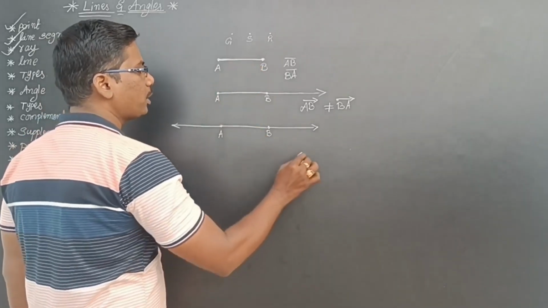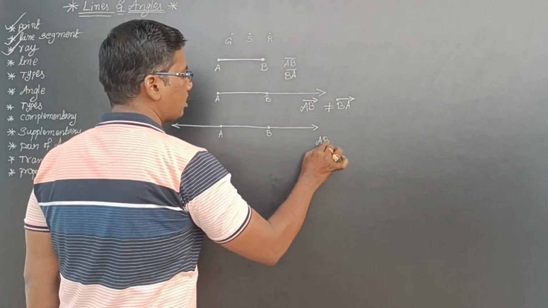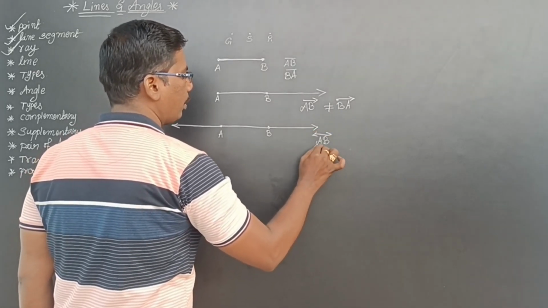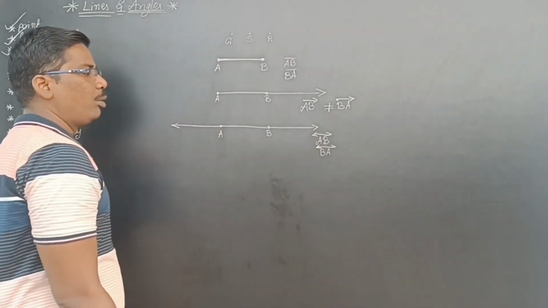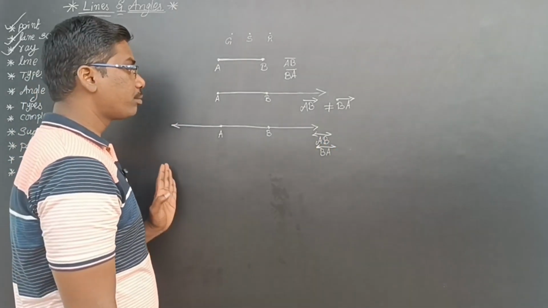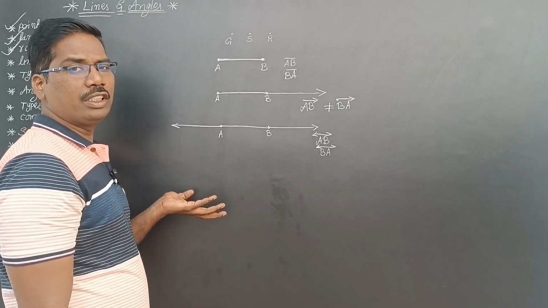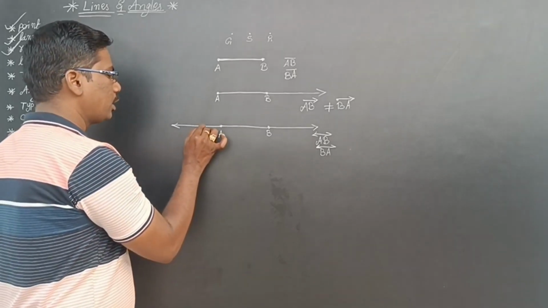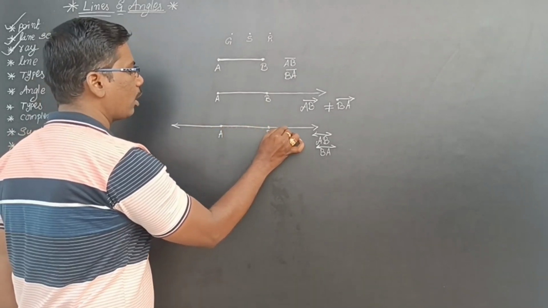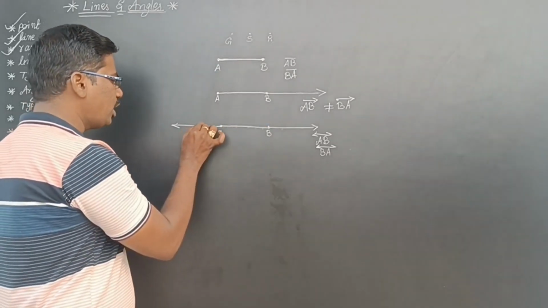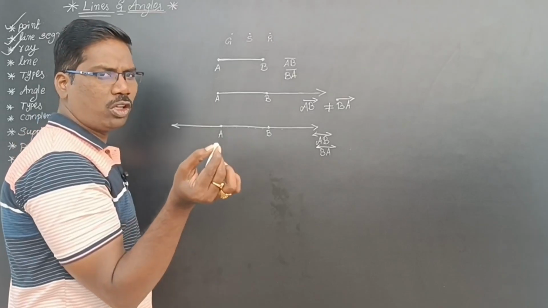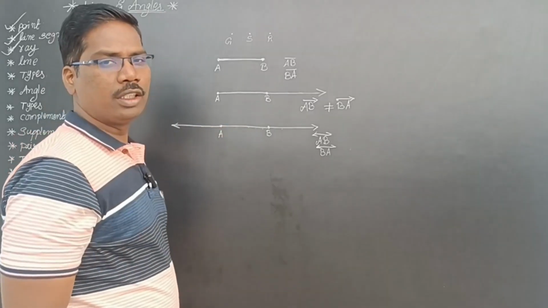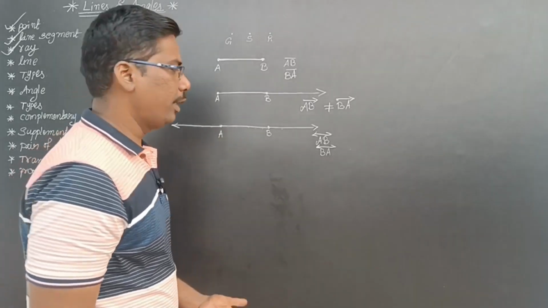Now, how to represent a line? This is also the same. You can say line AB or line BA, both are the same. And we can also give one more definition of a line: the set of points infinitely is called a line. See, everything is a point only, because a point is a very, very small dot. So, the set of points infinitely is called a line.